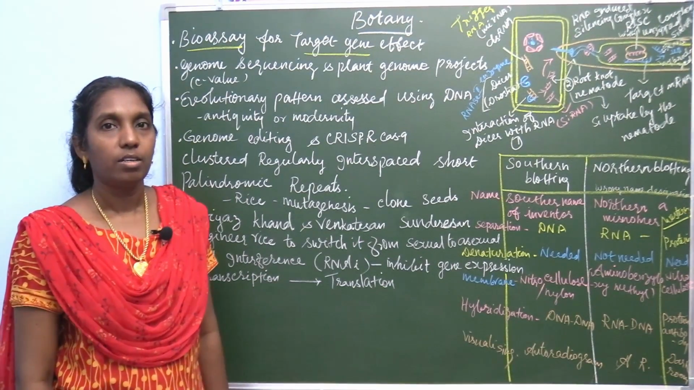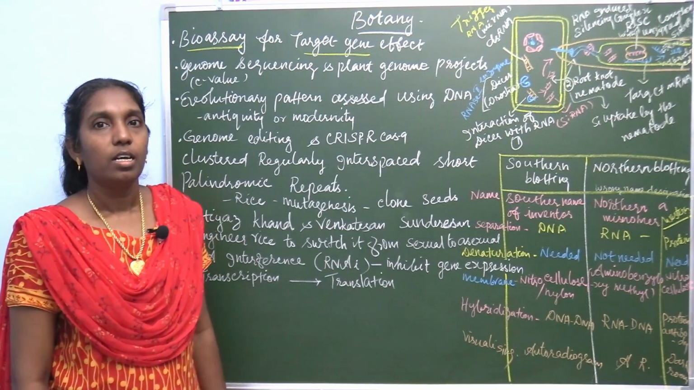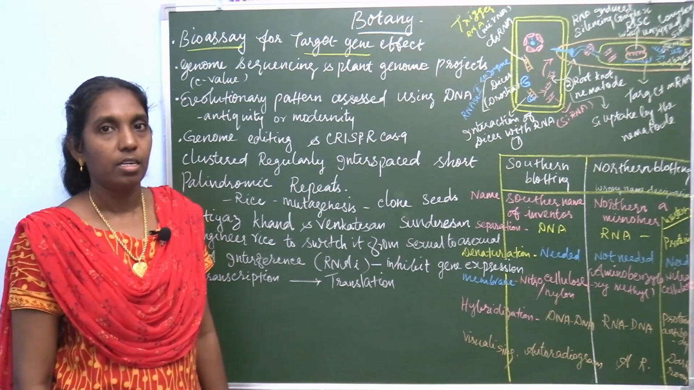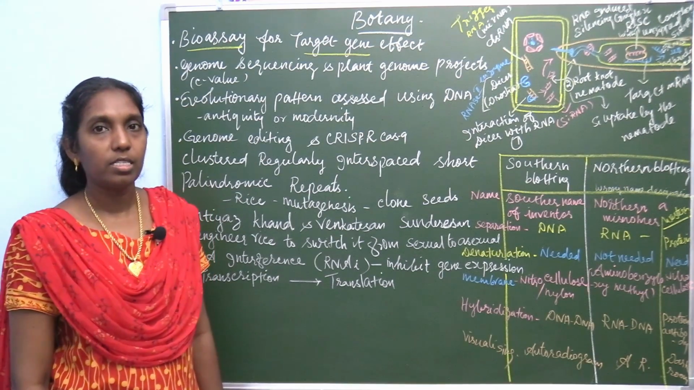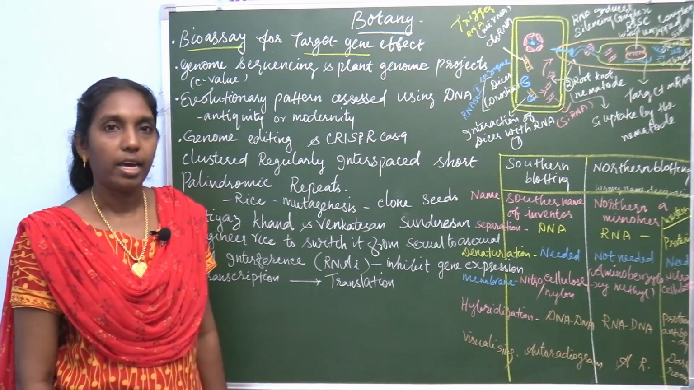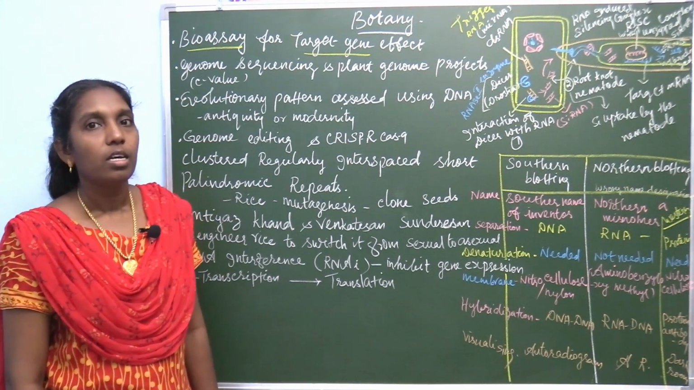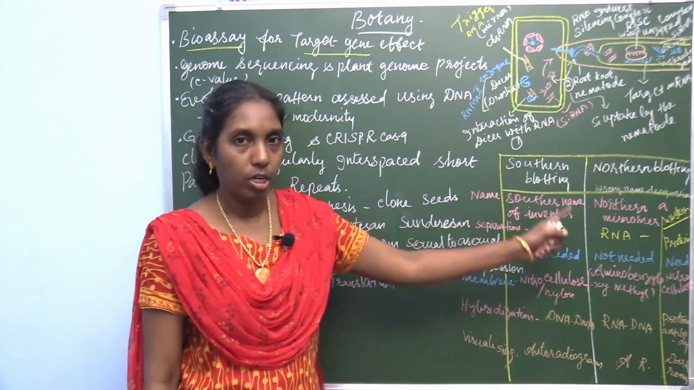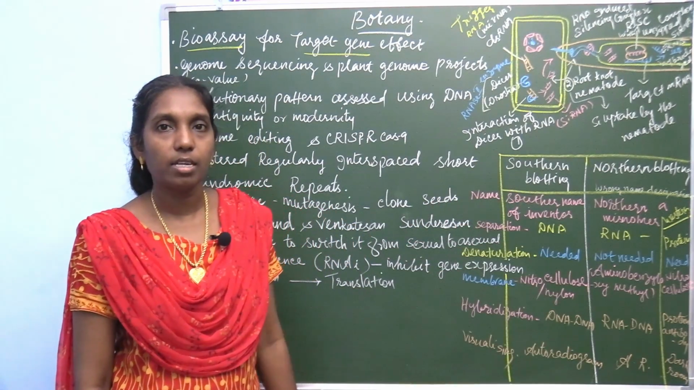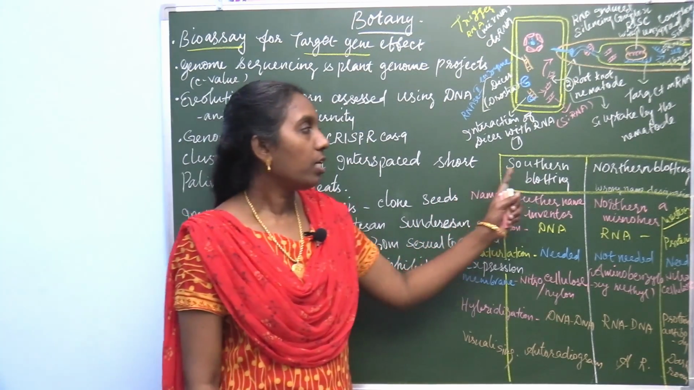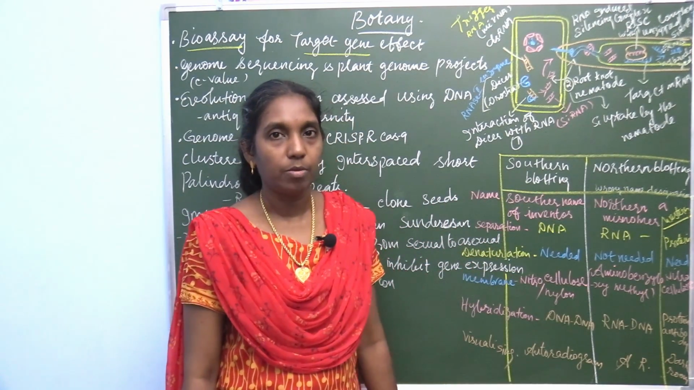Previous class we concluded with types of blotting techniques. 3 different types of blotting techniques you have learned: southern blotting, northern blotting and western blotting. Today let's start from differences among blotting techniques. What are the differences among these 3 different kinds of blotting techniques? Southern blotting, northern blotting and western blotting.